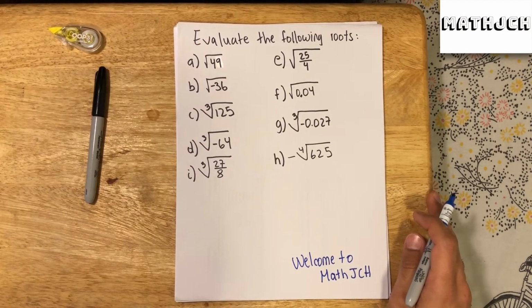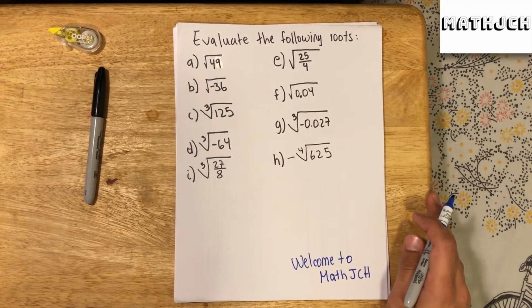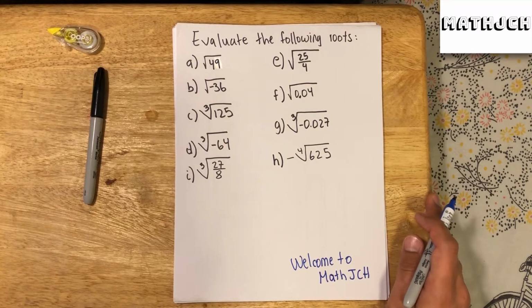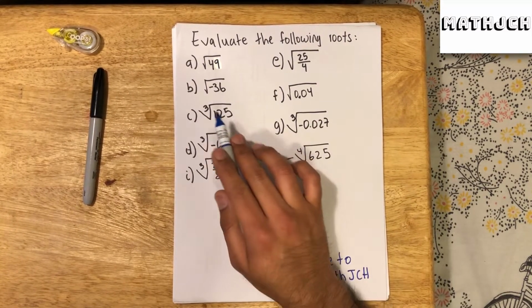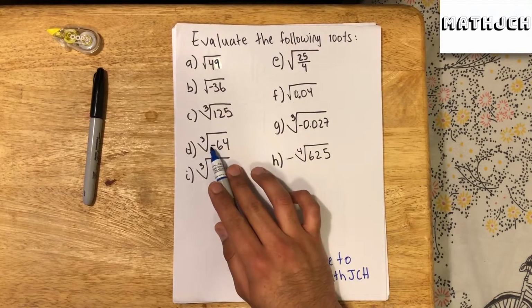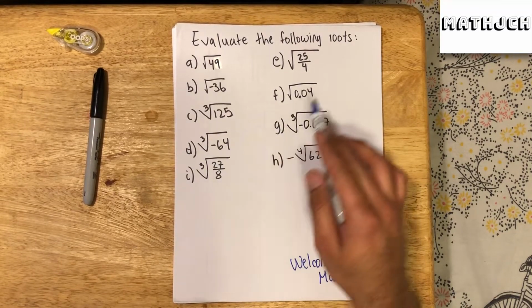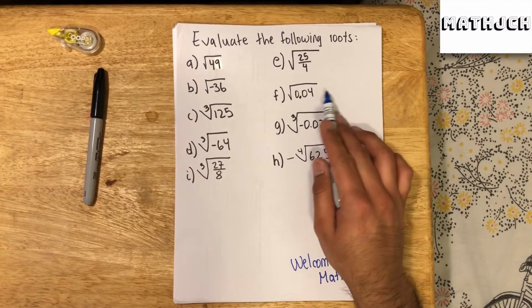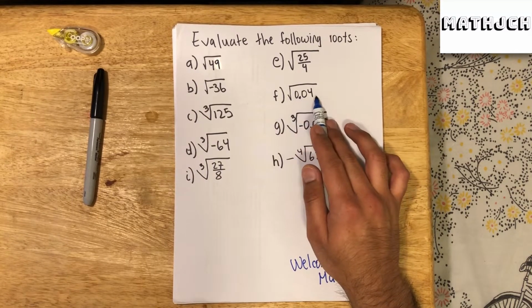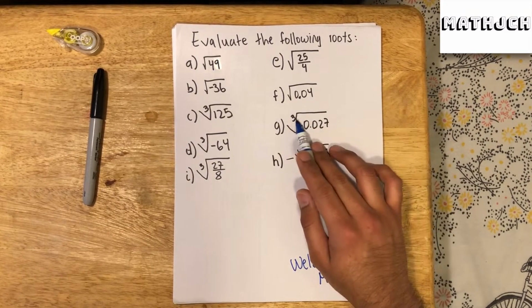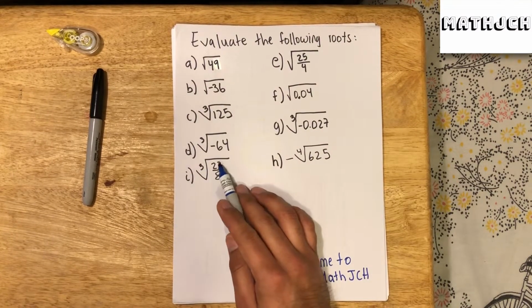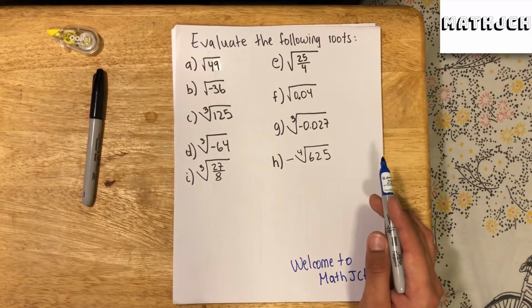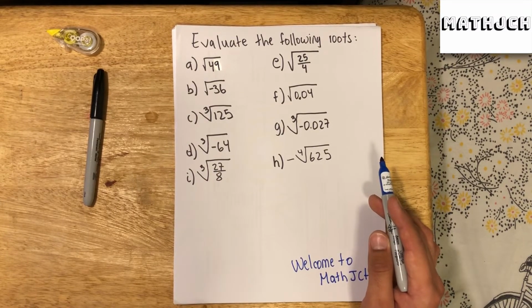For this video, we're going to evaluate the following roots. We have, for example, a square root of 49, a square root of negative 36, cube root of 125, cube root of negative 64, and we also have some decimals that we're going to work on. The square root of 0.04, or the cube root of negative 0.027, and also a cube root of a fraction as well. So we're going to go through each one of them.